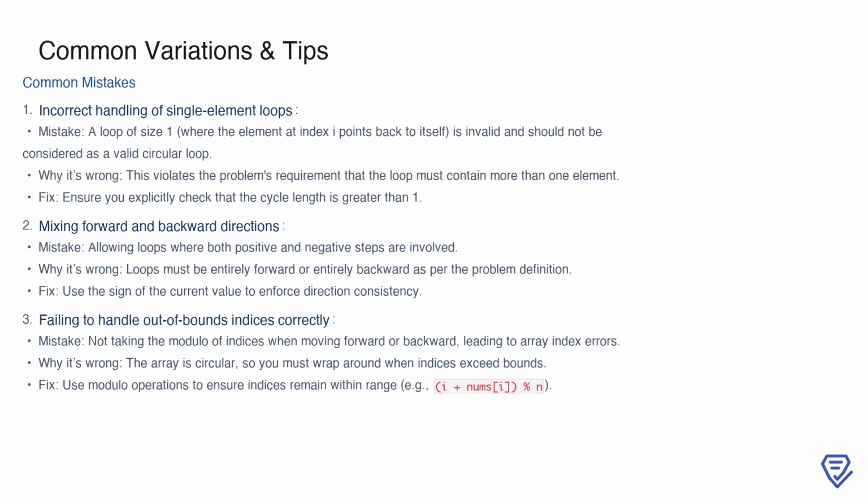Finally, it's critical to handle out-of-bounds indices correctly. Since the array is circular, moving beyond the bounds requires wrapping around using modulo operations. This ensures that calculations like (i + nums[i]) % n keep indices within range, preventing errors and maintaining the circular behavior of the array.